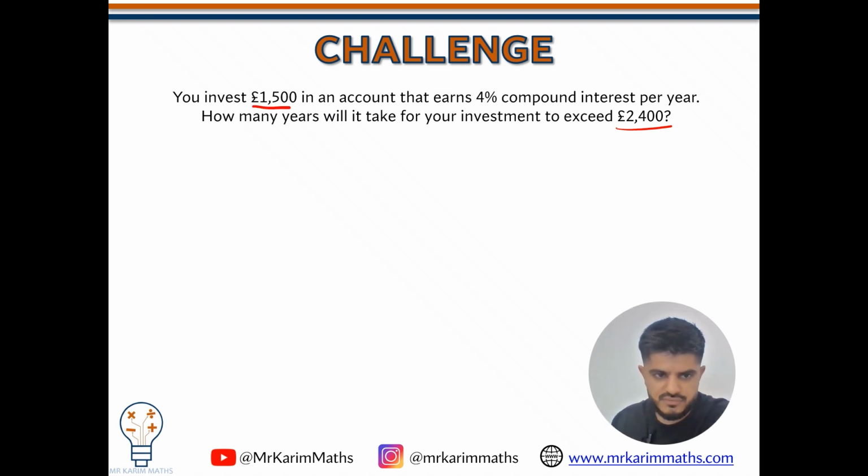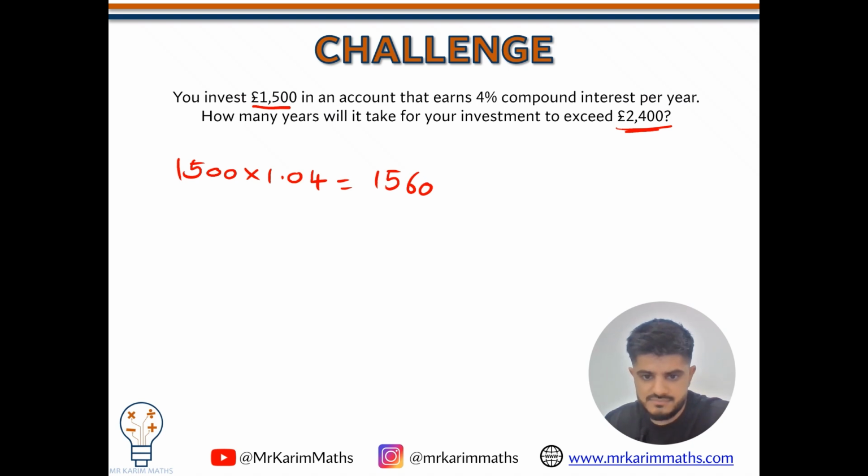So if we start with 1,500 and we increase it by 1.04 for 1 year, right? So put that into your calculator, see what you get. You get 1,560. So that's still quite far away from 2,400. So I'm going to change this, and instead of doing it for 1 year, let's try 10 years, see what happens.